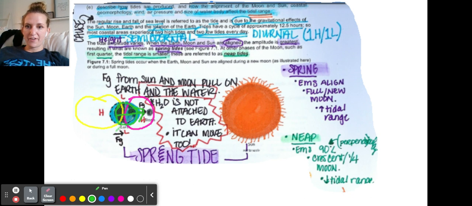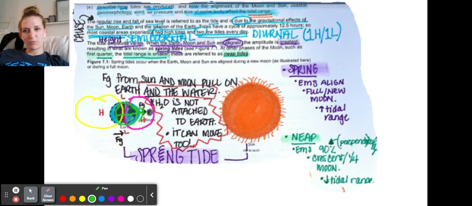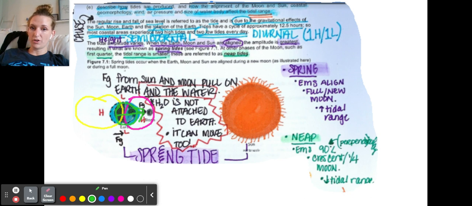These little things right here where I have FG with an arrow, that's how you would write it in physics if you were showing gravity. So FG is the force of gravity. And so I put the force of gravity from the sun and moon pull on Earth and the water. Water is not attached to the Earth, so it will move too. So Earth gets pulled, leaves some water behind on the left side, and then the water on the right side itself also gets pulled.